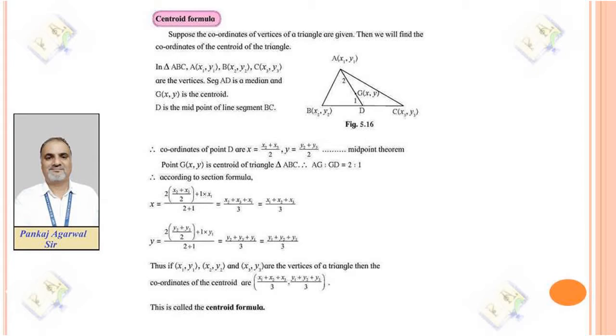So, in short, if (x1, y1), (x2, y2), (x3, y3) are the vertices of a triangle, then the coordinates of the centroid are ((x1 + x2 + x3)/3, (y1 + y2 + y3)/3). This is also called the centroid formula.